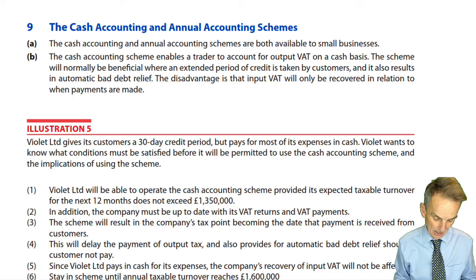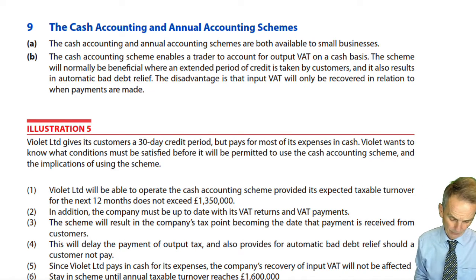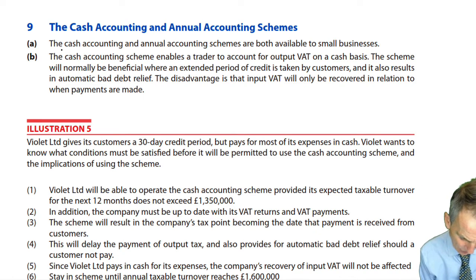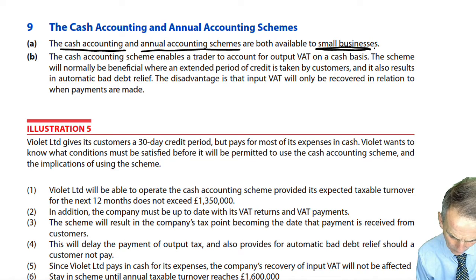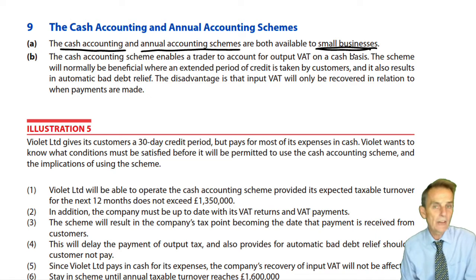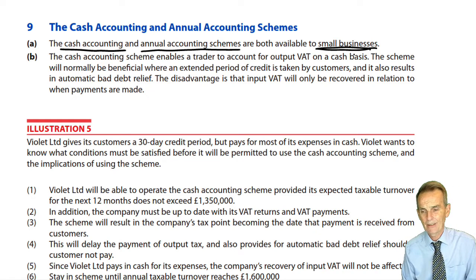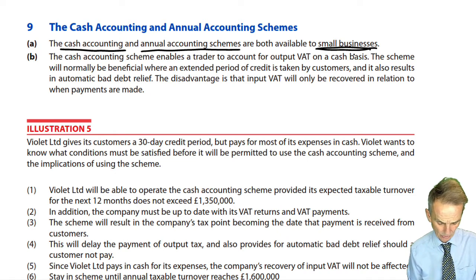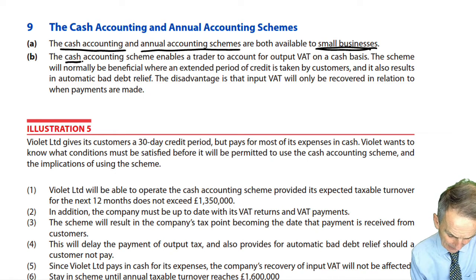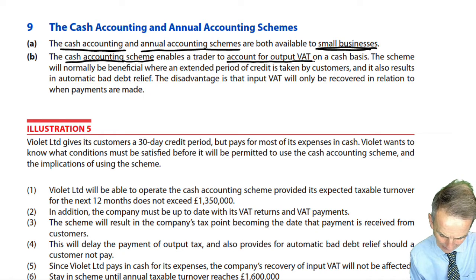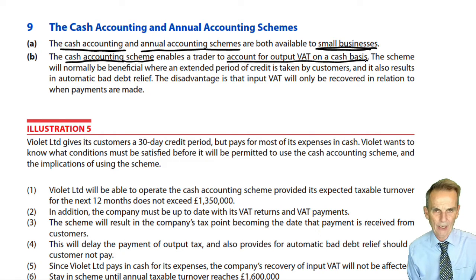Okay, let's look at the detail. These two, first of all. As we said, the cash accounting and annual accounting schemes are both available to small businesses. We will see the level of activity that we're talking in terms of the supplies made, the sales made by such a business that make them small for the purpose and therefore for the application of either of these two schemes. The cash accounting scheme enables a trader to account for output VAT on a cash basis.